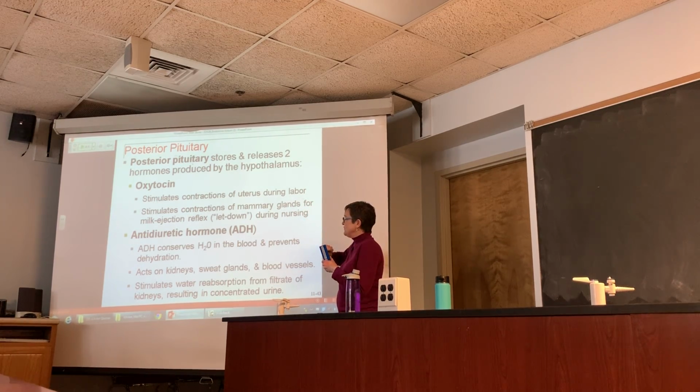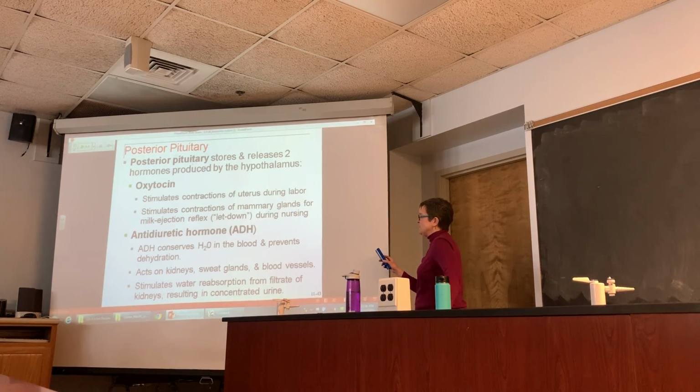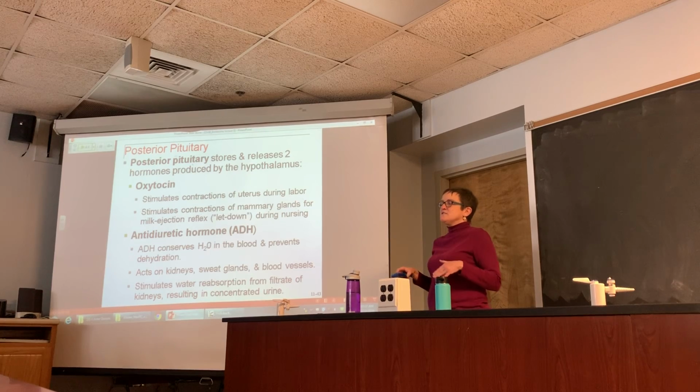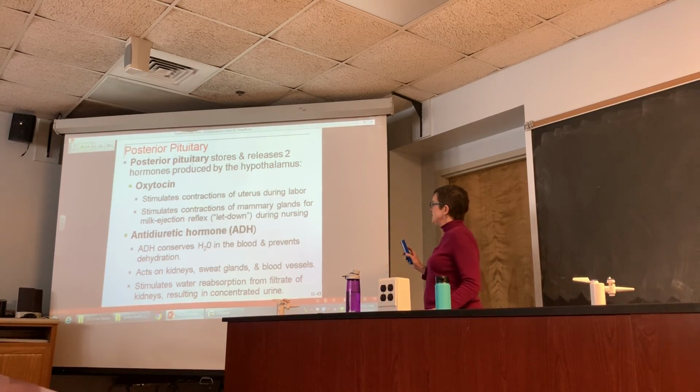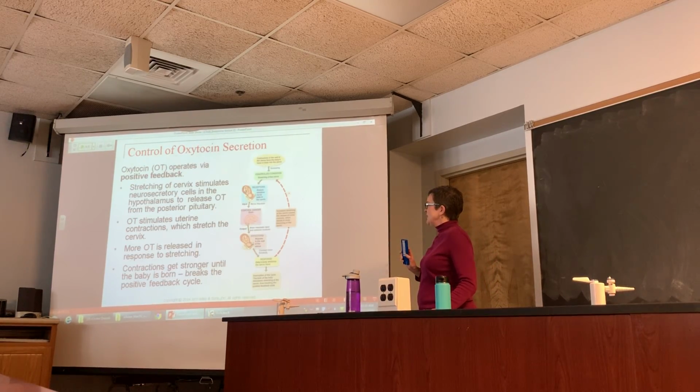Now, we're going to talk about the uterine thing in a second. There's also ADH, which we're going to talk about in a minute too, so I'll come back to ADH, but it's an antidiuretic hormone, meaning it reduces the amount of urine that you produce from your kidneys when you're dehydrated.